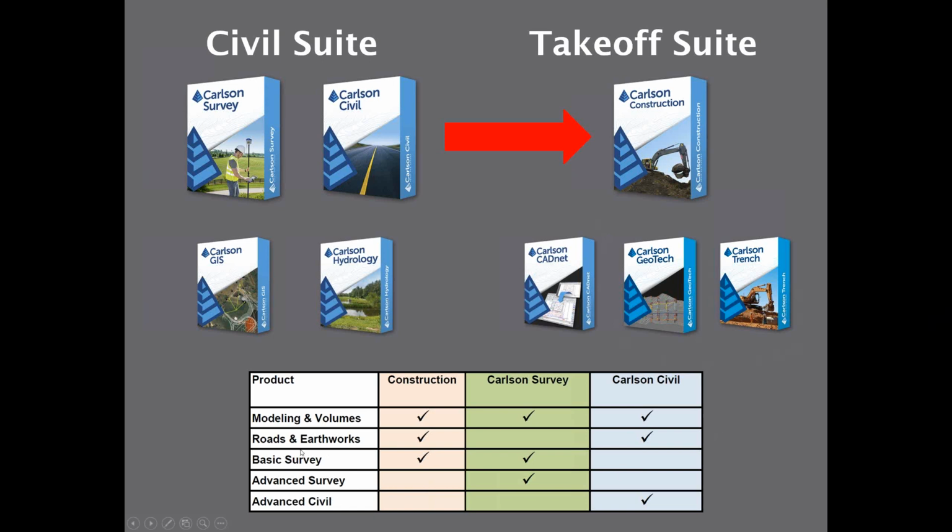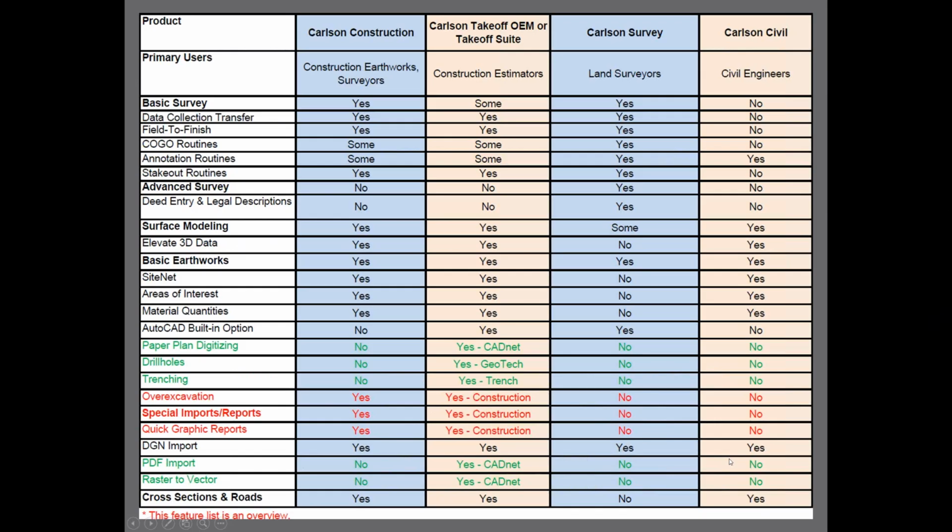Okay, so you can kind of see here, this is just a little bit of a summary on what you can do in construction versus survey and civil. If you really need to focus on survey, you shouldn't get construction instead. If you really need to focus on civil, you shouldn't get construction instead. That's where you're going to get your advanced features. But here's the big one. So you've got your programs up top. So Takeoff OEM or the Takeoff Suite, for the most part, if you're in construction, if you're doing estimating, you probably want to focus on that.